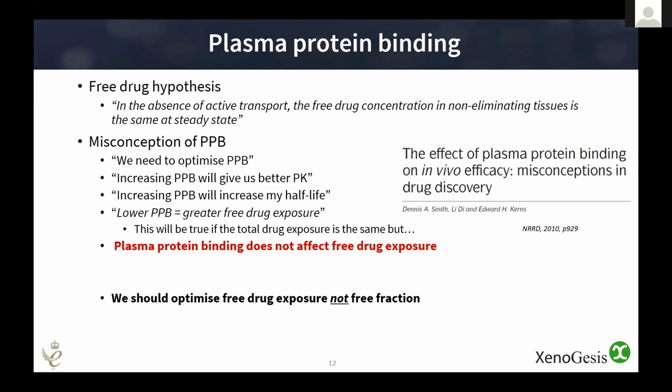Right, quick one on plasma protein binding now. So free drug hypothesis, I should say rule, that's what Dennis Smith says, and he's right. In the absence of active transport, the free drug concentration in non-eliminating tissues is the same at steady state.